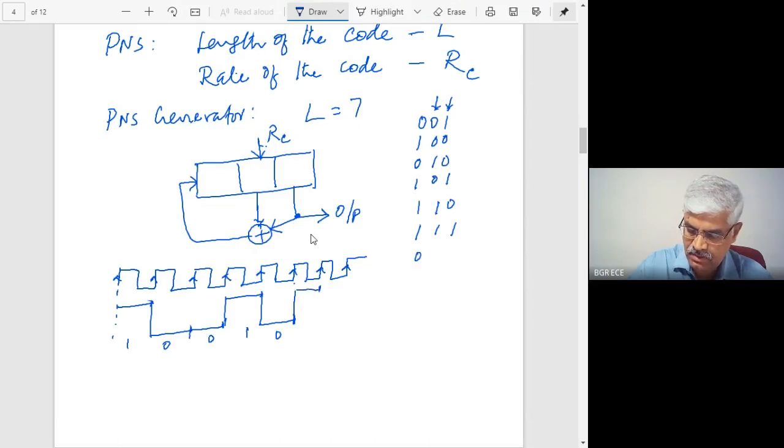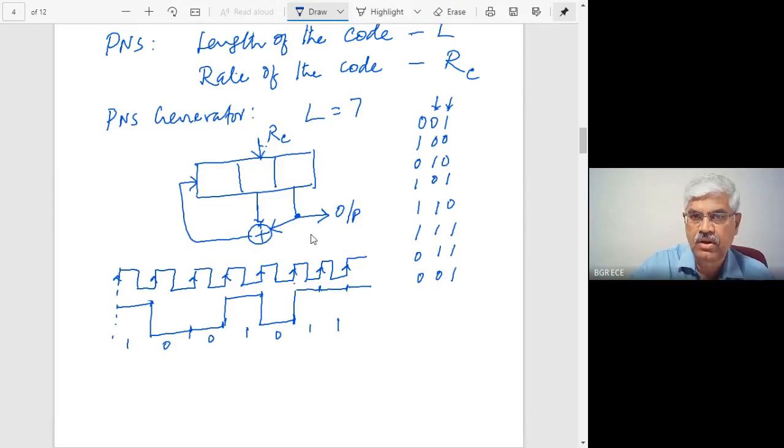Then it is 0 1 1. The output is still 1. Afterwards it is 0 0 1, so the output will be 1 again. So it will start like that. So you see here.